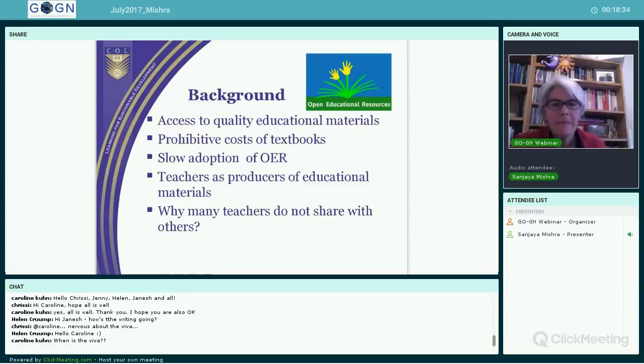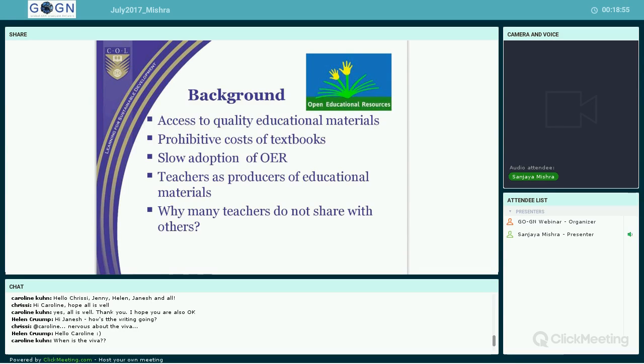Just to give you some background, most of you know that access to educational resources is always a problem. The cost is prohibitive. At the same time, we know the advantages of OER, but there is a slow adoption of OER. We also know that teachers are the biggest producers of open educational resources. But the challenge is why adoption of OER is not happening, and why many teachers do not share the works they themselves produce. That was the background when I was thinking about the problems of OER adoption, and the opportunity to conduct a long-term research came from IDRC. So I was happy to be part of that.